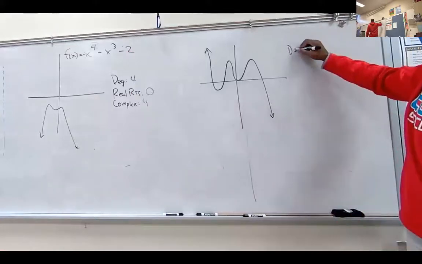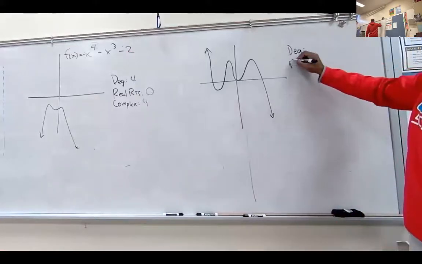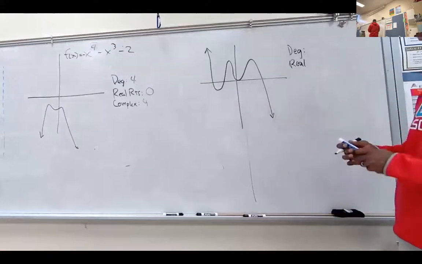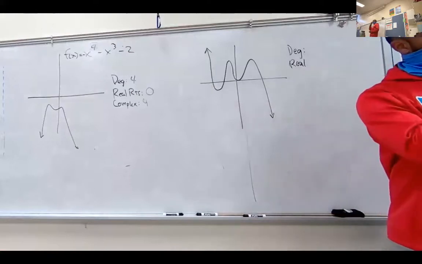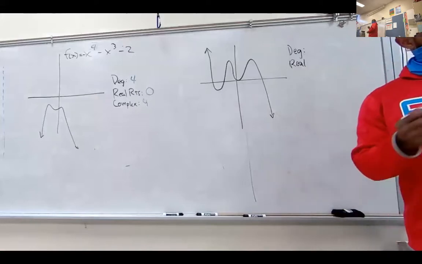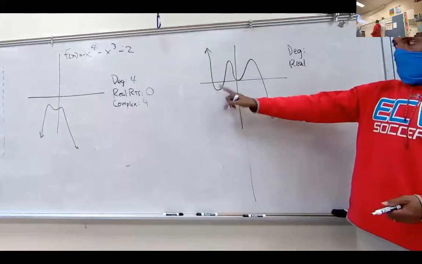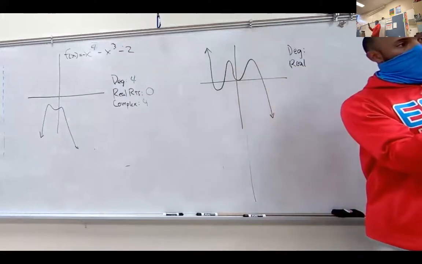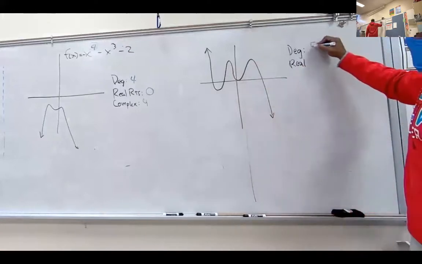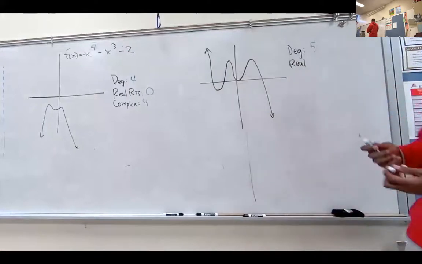Try to get out of the way of the camera. Degree. What's the degree here? Was it 5? How do you know? What are you looking at? Terms. All right, 1, 2, 3, 4, which means one more than that. Okay. How many real roots?